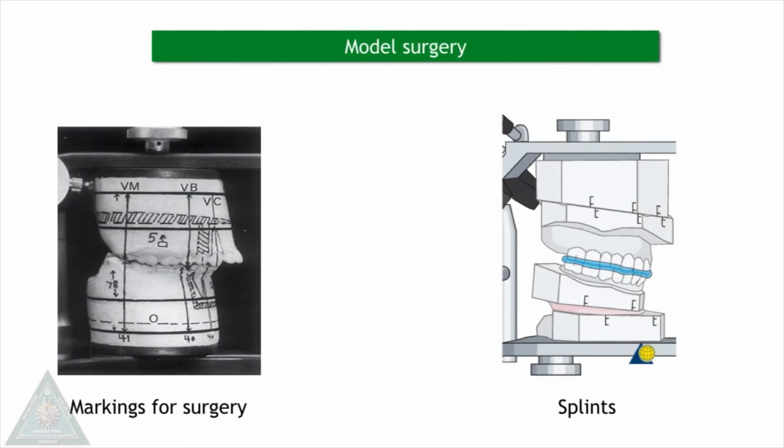Prior to surgery, a mock surgery is done where the amount of movement which is required in the patient is simulated in the dental cast fixed to an articulator. After the mock surgery is done, a splint is fabricated which is used in the patient during the surgery.